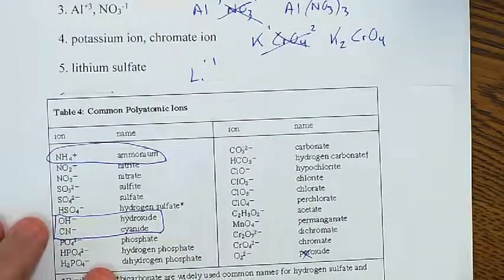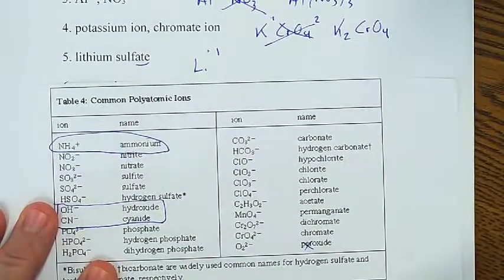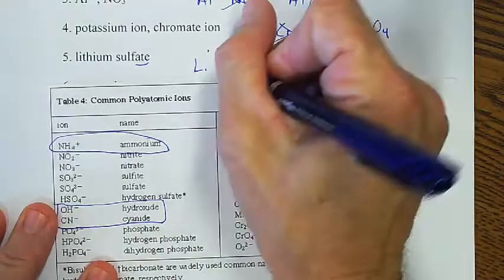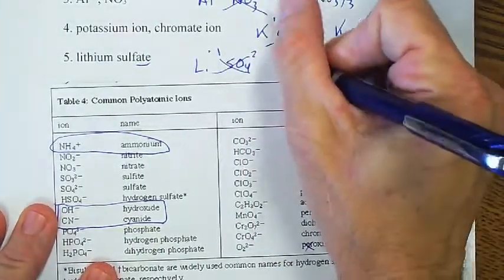Lithium sulfate. Charge of lithium is 1. It's in column 1. Sulfate, you look it up. We're not talking sulfur because it ends in ATE. That's how you know to not just look up lithium and S. So lithium sulfate is SO4 2-. Got to cross the charges like always.